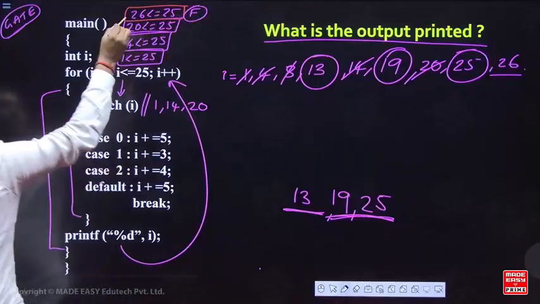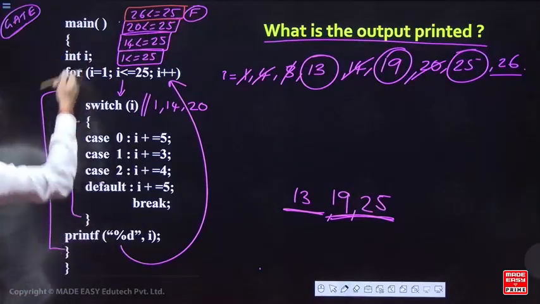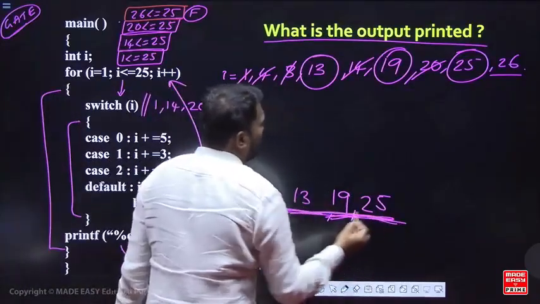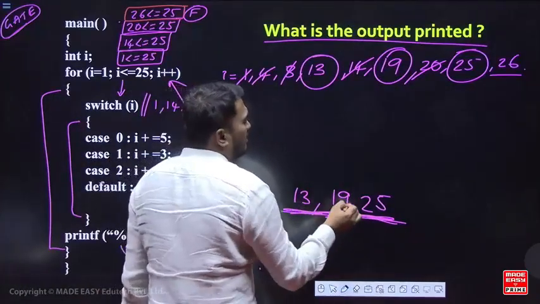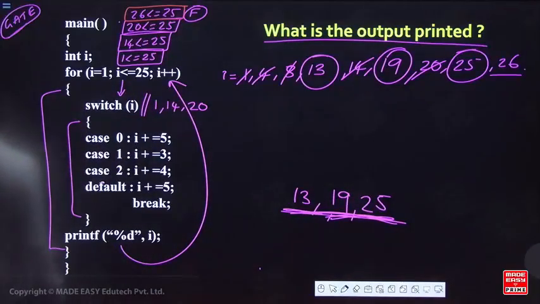False. If the condition is false, you come out of the for loop and you come out of the main function. So this is the output you are going to get. First one is 13, next 19 and 25. So 3 values it will print. Is this clear for everyone?